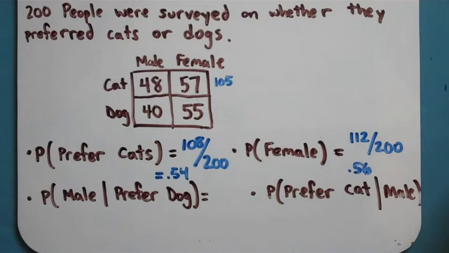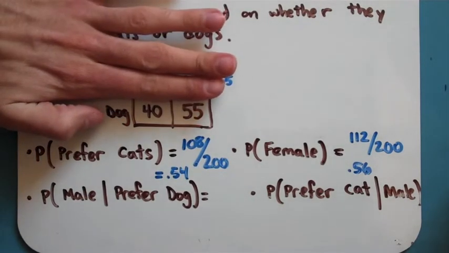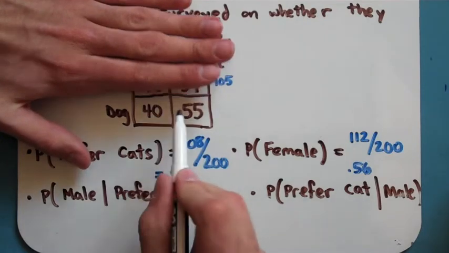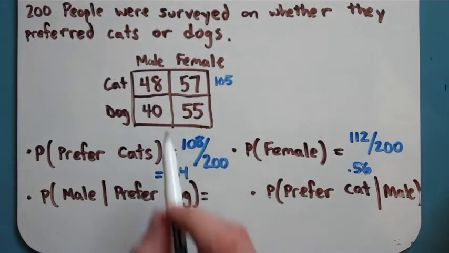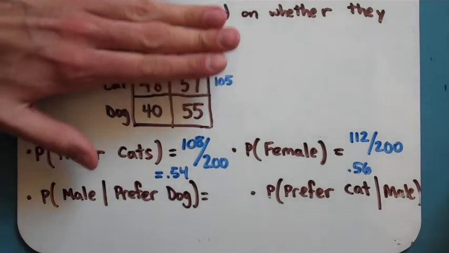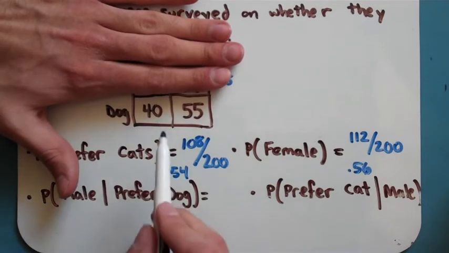So the first one asks for the probability that you are male, given that you prefer dogs. We already know that you prefer dogs. We want to find the probability you're male. Well, if we know for sure that you prefer dogs, we don't care about this top row of people up here who like cats. All we care about are the dog people right here. If it's given that you prefer dogs, we know it's not one of these people up here. So I'm actually going to cover that up with my hand right here. I'm only looking at the bottom ones.